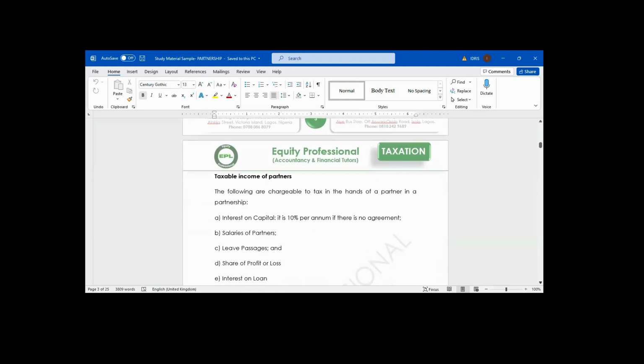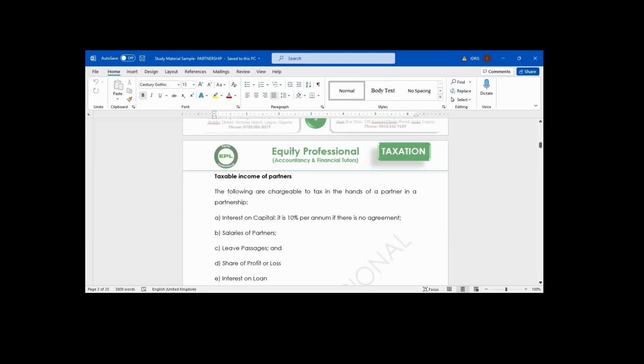Now, the next thing is, let's look at taxable income of a partner. What are the incomes of a partner that will be assessed to tax? It is called taxable income of a partner. One of the taxable incomes of a partner, like we all know, is interest on capital.